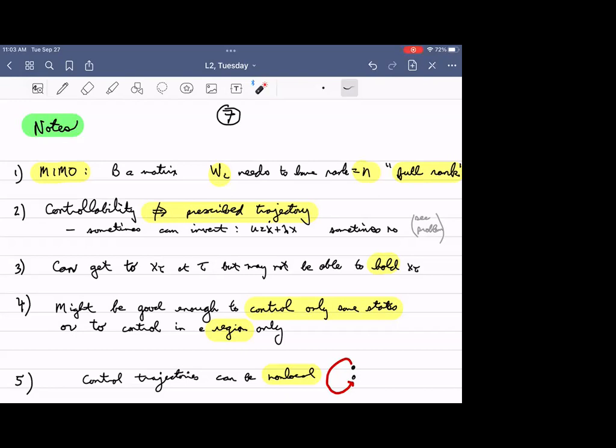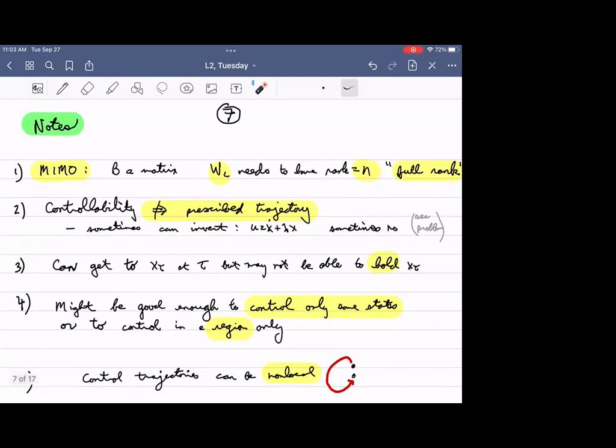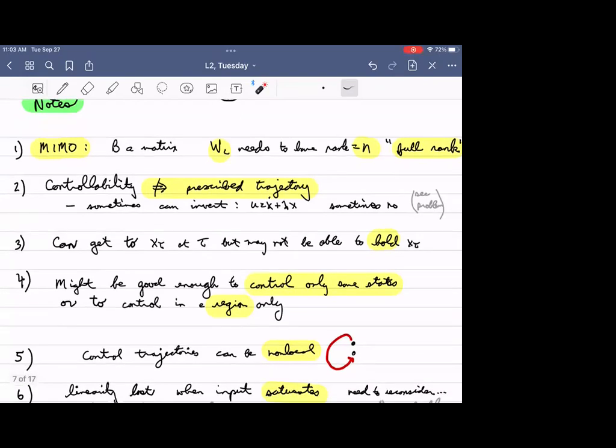Okay, so again, this controllability doesn't imply that, and we'll get to why in a moment. It also, as a corollary, would say, for example, you might not be able to hold the system at the value that you want. It doesn't guarantee. You might, but you might not.